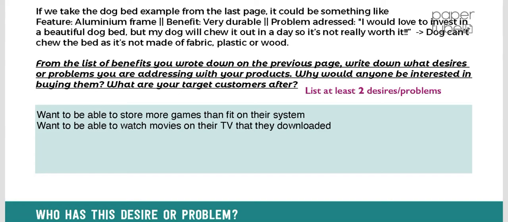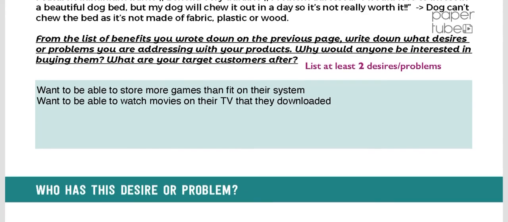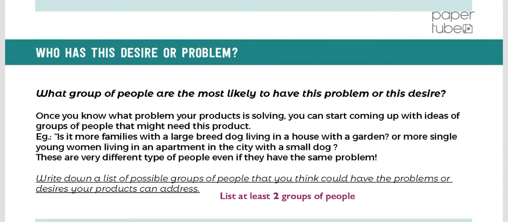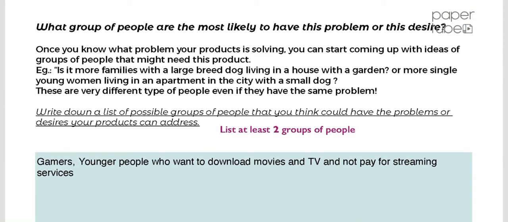Might also want to download movies and then take those movies and watch them on my TV. So these were some of the things that I came up with for desires or problems. And then who has these desires? Who has these problems? I want you to think of at least 2 groups of people that have these problems. So 2 things I thought of were gamers, obviously. This is made for people who are gamers.